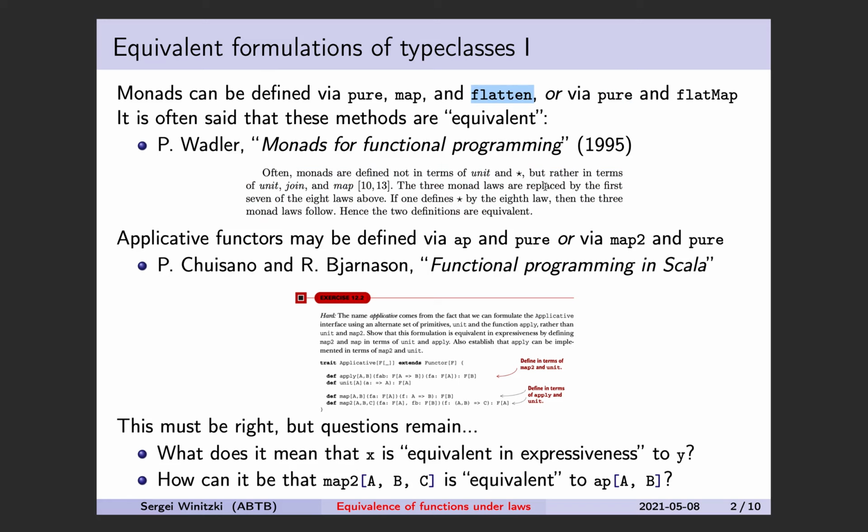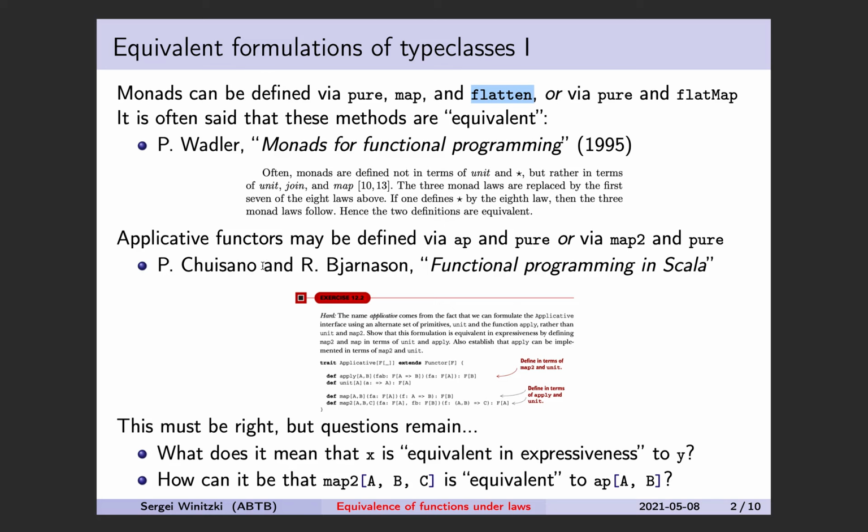The three monad laws are replaced by the first 7 of the 8 laws above. If one defines star by the 8 laws, then the 3 monad laws follow. Hence, the two definitions are equivalent. Now that, in my view, is quite confusing. It's not clear why the definitions of some functions are equivalent just because some laws follow, and it's not clear what it means even that functions are equivalent.